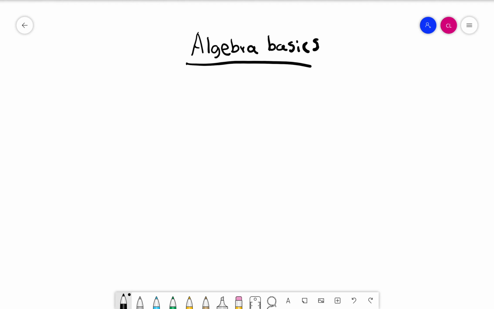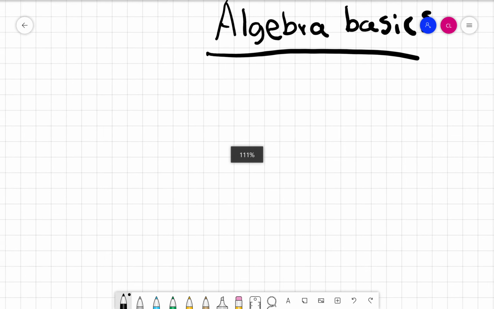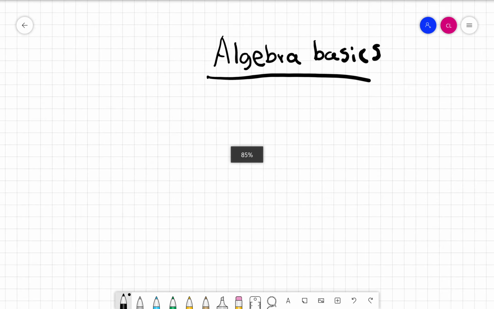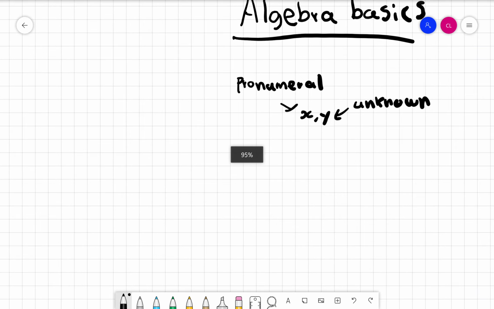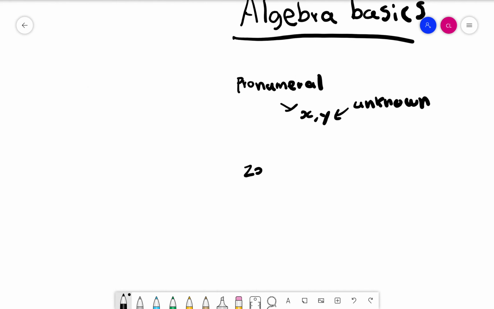So first, you may want to learn some terms that are gonna be very important. Pronumerals. Pronumerals is the stuff like X or Y that means the unknown. For example, let's say you have something like 2x plus 3 equals 1. This will be the pronumeral.